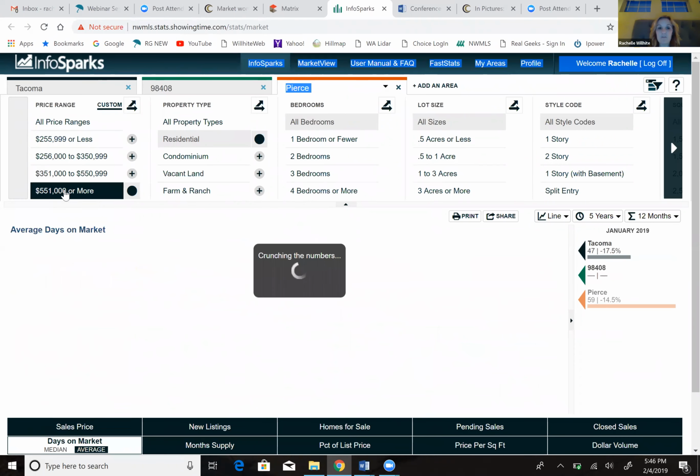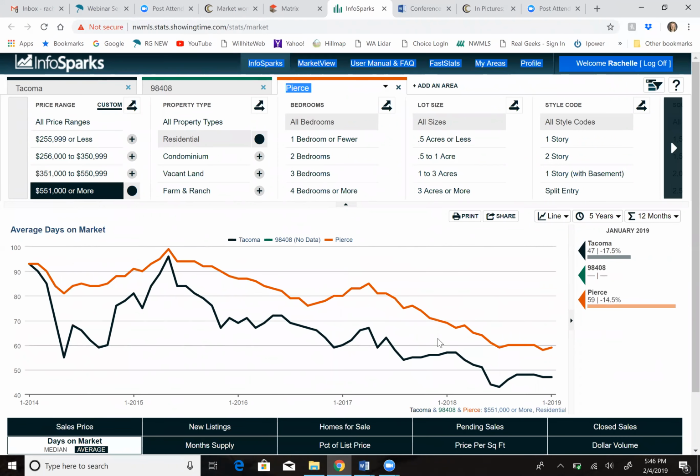And then in 550 or more, you can see the trend line on this one. Notice 98408, we don't have homes in 98408 that are over 550. But all over Pierce County, you can see that we are looking at 47 or 59 days on the market. Tacoma, very favorable, probably because of the North End. We're at 47 days with 550 or more. So it's a great way to, in essence, talk to the different price segments.